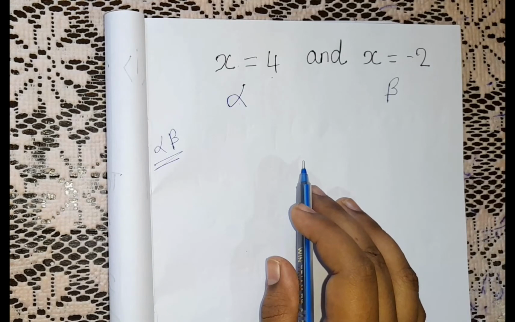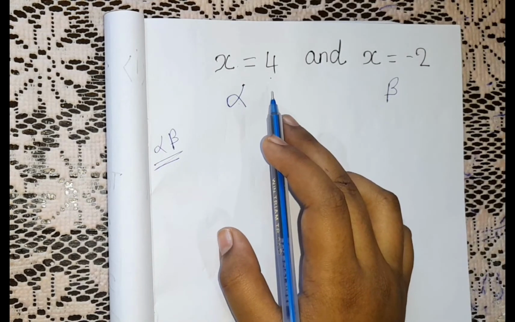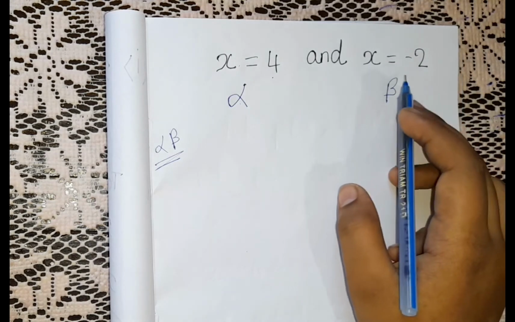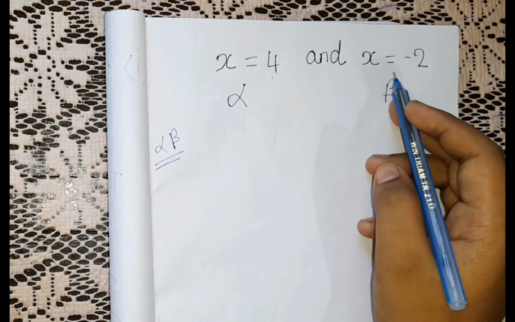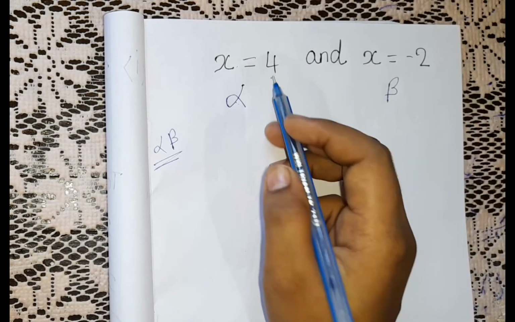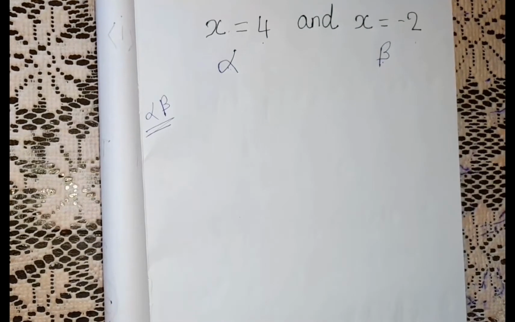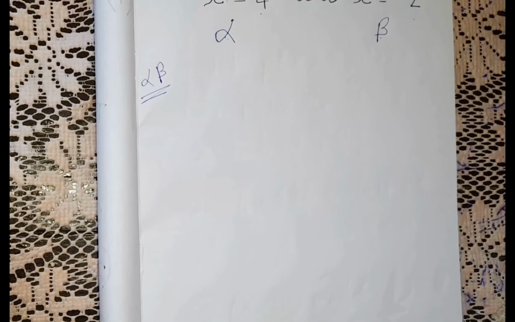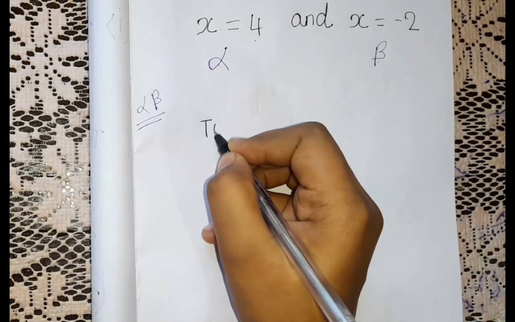So you guys might ask, what is alpha here? Here alpha is 4 and beta is minus 2. Okay, so here x is equal to 4 and here x is equal to minus 2. That means alpha value is 4 and beta value is minus 2. Okay, so now let's verify it. So now let's write to verify.